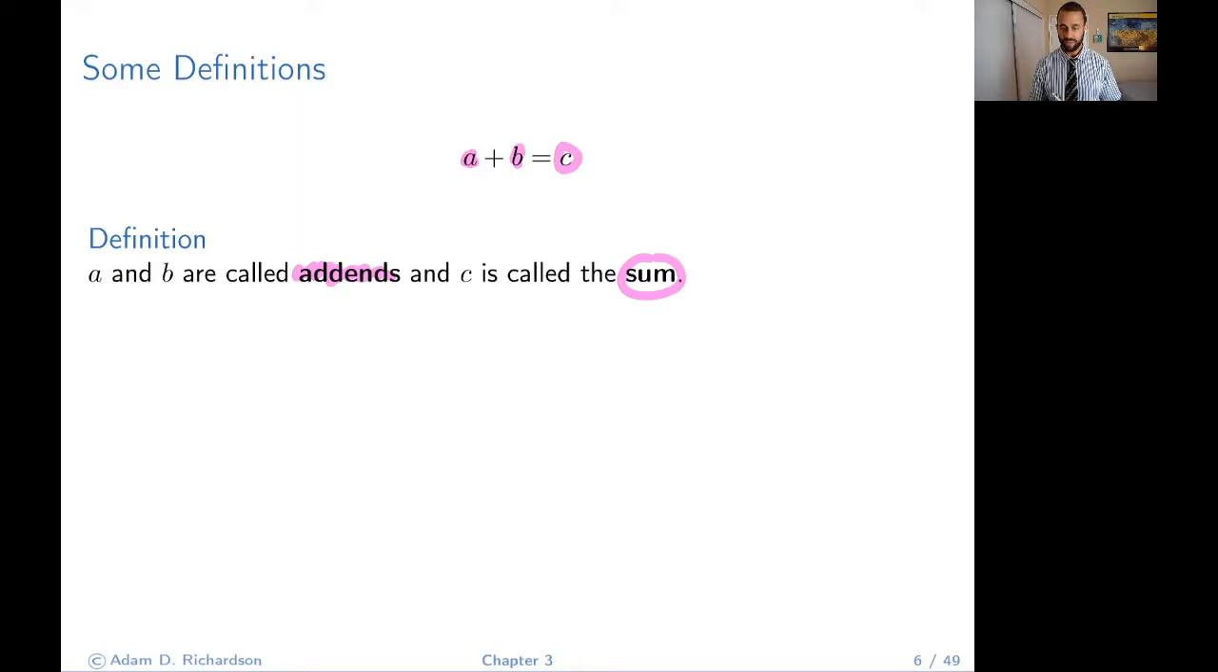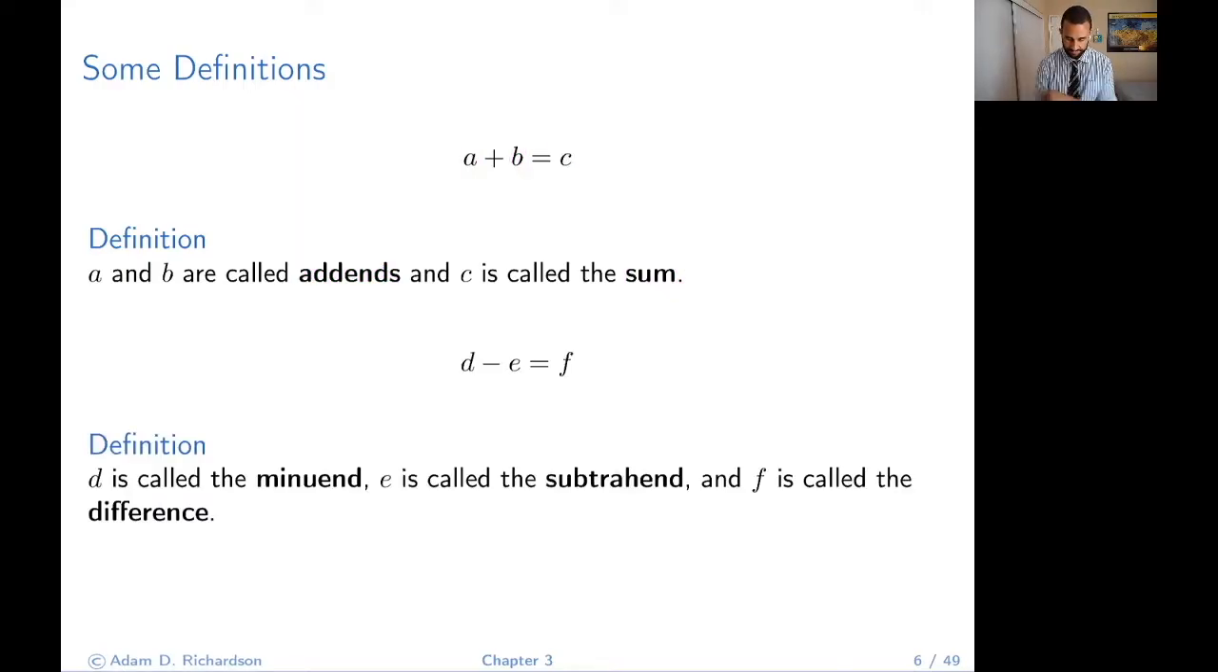C is the sum. A plus B equals C. For subtraction, it's a little more interesting. D is called the minuend, E is called the subtrahend, and F is called the difference. So when we say what's the difference, we literally mean what do you get when you subtract those two? What do you get when you subtract E from D? Subtracting E from D, you get F.